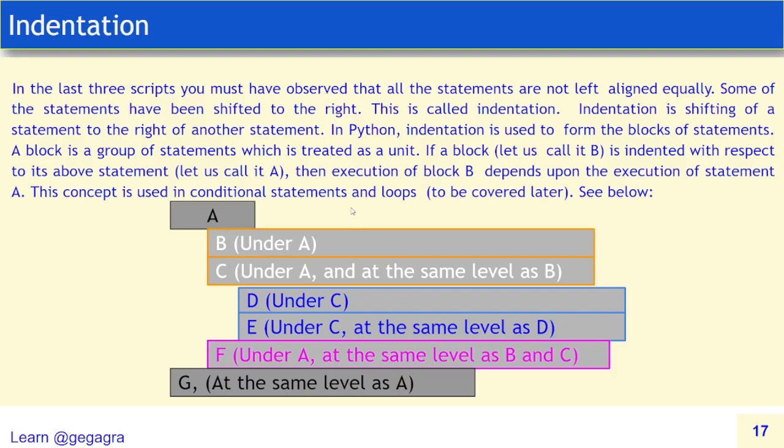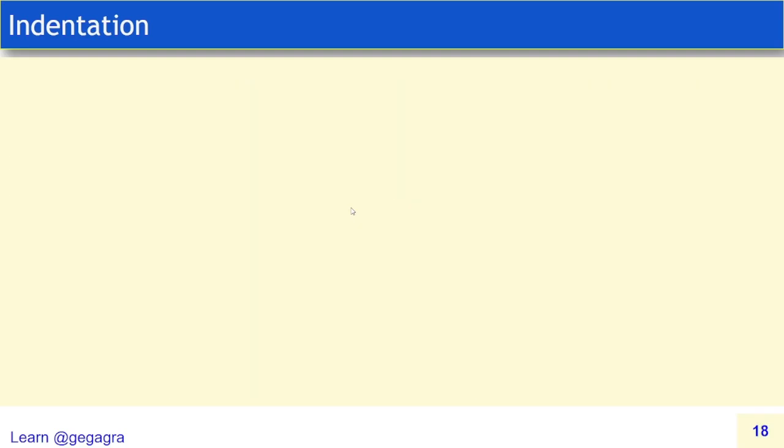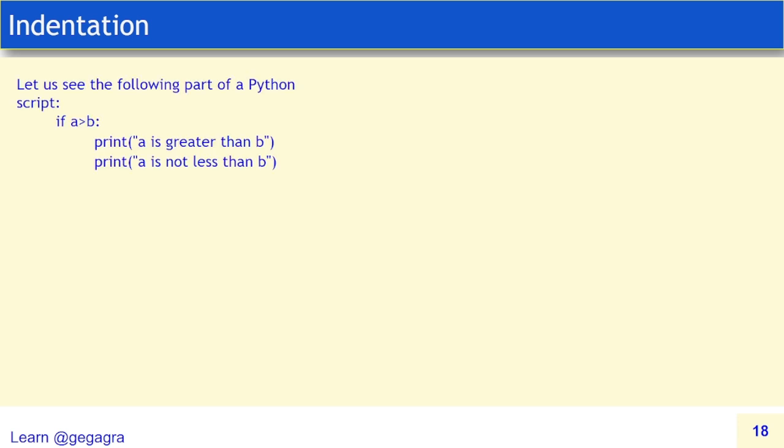Let's move ahead. Let us take an example. Suppose I have taken two variables A and B. So if you look at the script, if A greater than B, colon is mandatory. So after the condition, you will have to put the colon.